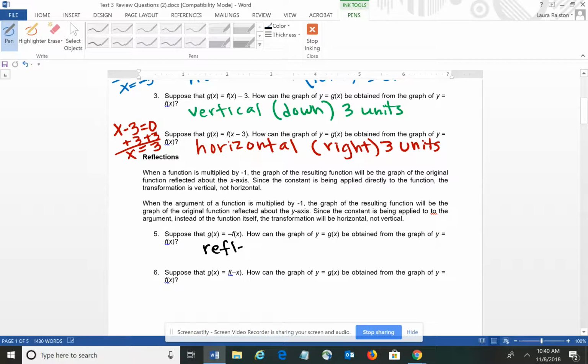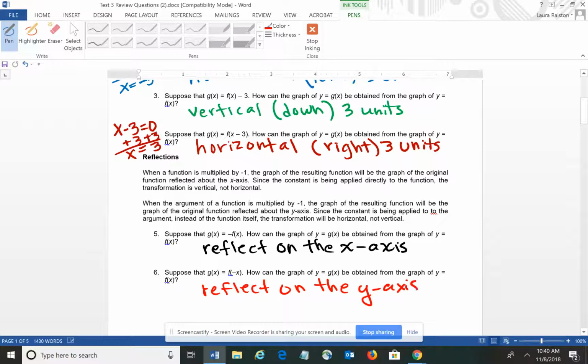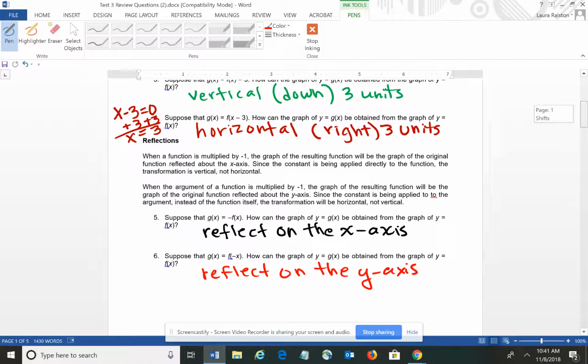reflect on the x-axis. Okay, so if it's out front, in front of the f of x, it's a reflection on the x-axis if it's negative. For question 6, where you have it paired with the x on the inside, that's going to be a reflection on the y-axis. Okay, so again, it's all about the location and the value of the number.